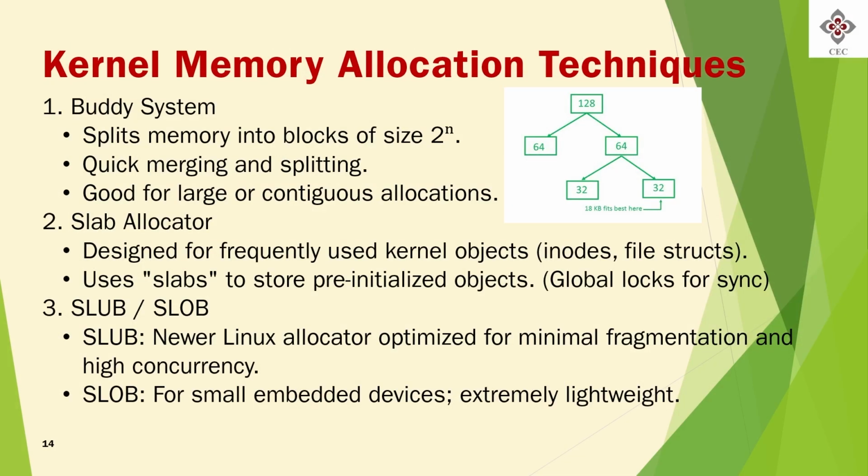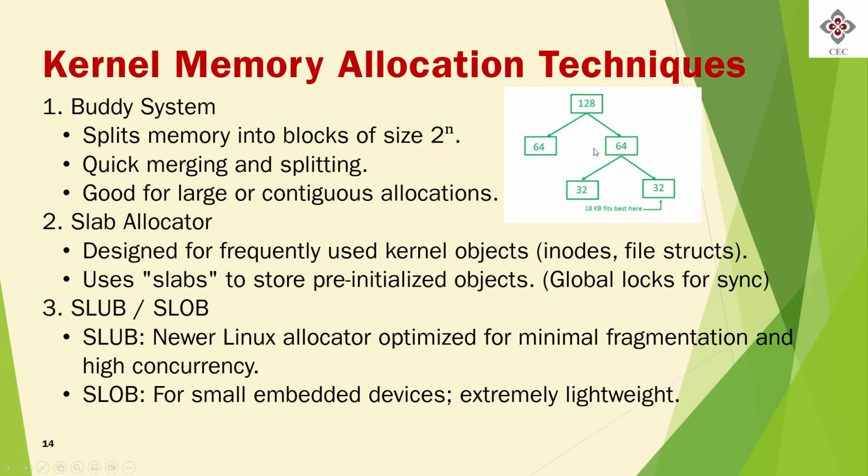We have techniques like the buddy system, the slab allocator, and slob, which is an advanced variation of slab allocation. So, we go with the buddy system. What the buddy system does is split memory into blocks of size 2 power n, so it keeps on dividing the memory. For example, in this diagram, you can see the 128 block is divided into 2 halves of 64 each, and each 64 is again divided into 32 and 32, and again each 32 will be divided into 16, like that.